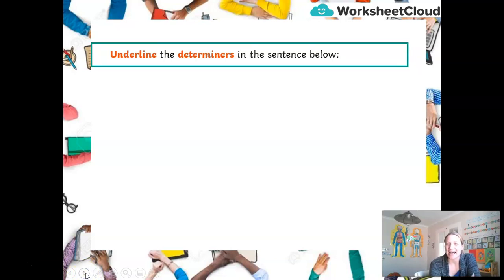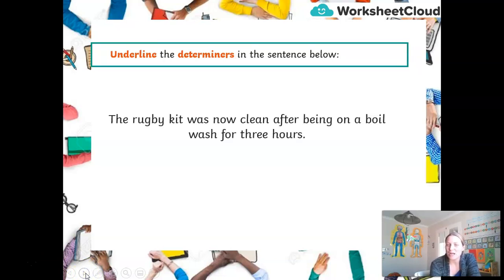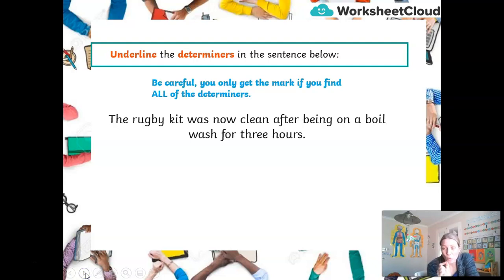Let's see how you're getting on with my quiz. It's quite almost test-like, isn't it, to see how you get on with exam questions. Right, underline the determiners in the sentence below. The rugby kit was now clean after being on a boil wash for 3 hours. So remember, you need to find all of the determiners. So there might be more than one.